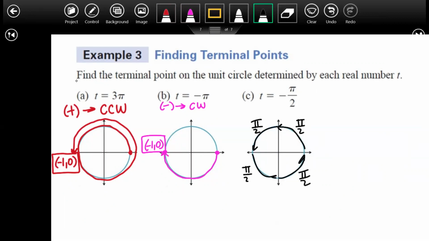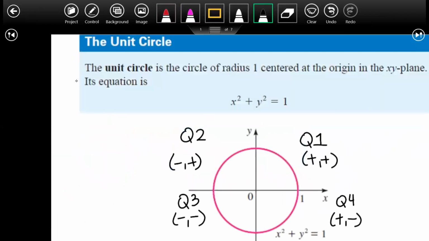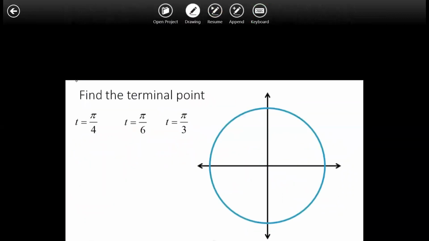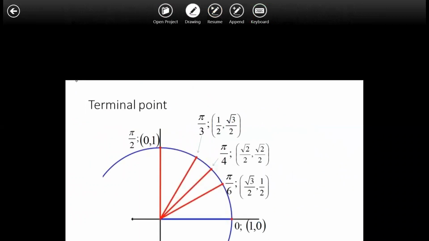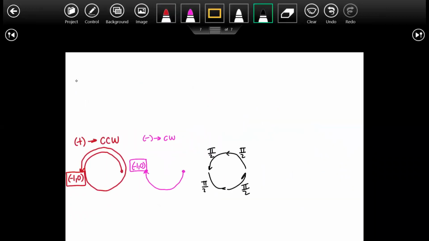Okay, so we should be good with those, right? Pretty straightforward. Let's go ahead and look at the next ones. Don't worry about that. There's a reason why I'm skipping that over.